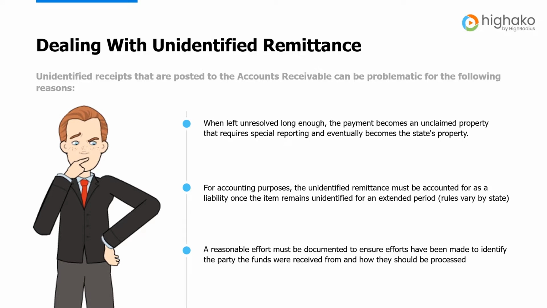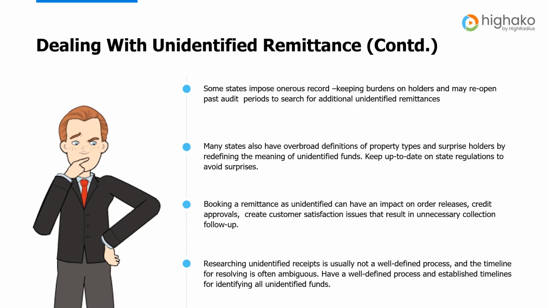And then the third one is a reasonable effort must be documented to ensure that efforts have been made to identify the party the funds were received from and how they should be processed or returned. As is the case, most states impose onerous record-keeping burdens on the holders and may reopen past audit periods to search for additional unidentified and unapplied remittances.